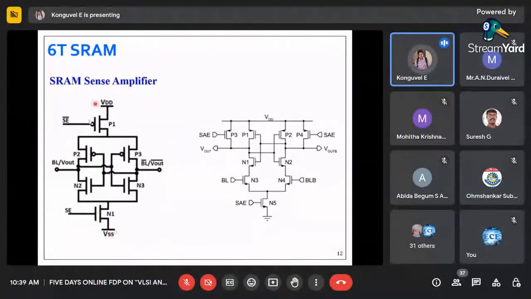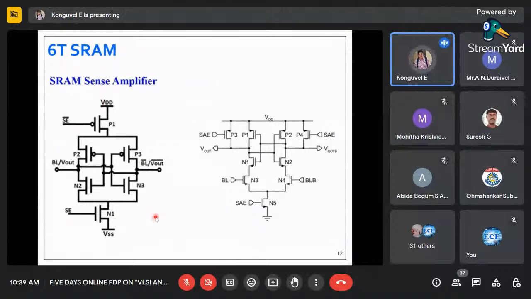If you enable this one, this NMOS will be turned on, and this PMOS will be turned on, right? Because it is active low with SE bar. So obviously we will have a doubt here: what happens to the previously stored data? Again, we have to understand this very clearly.